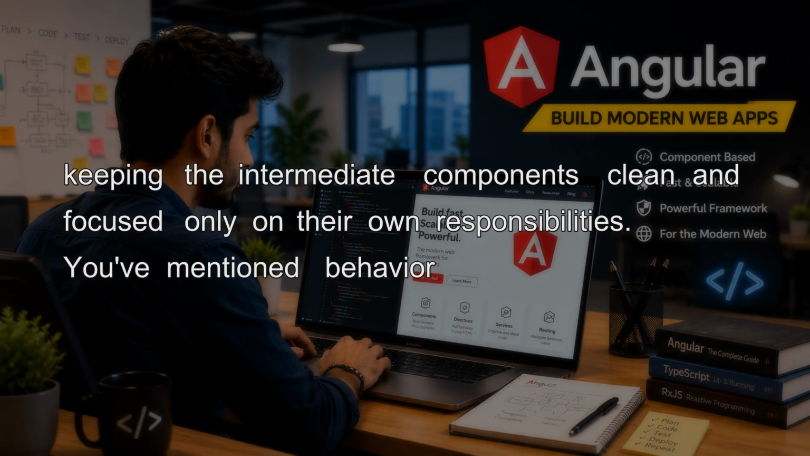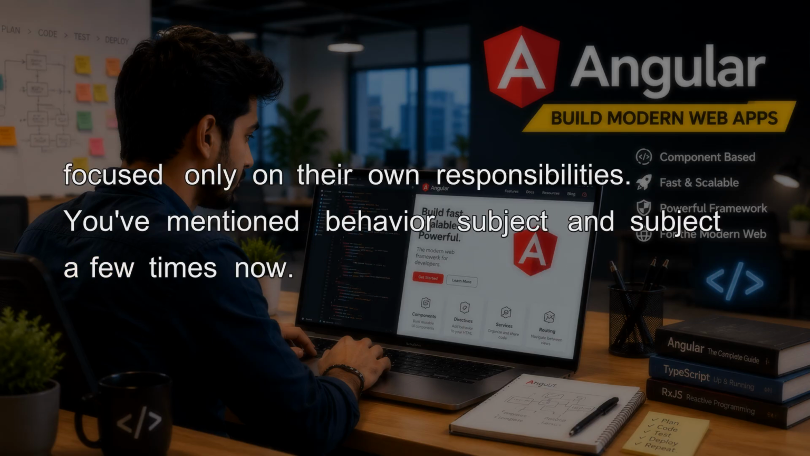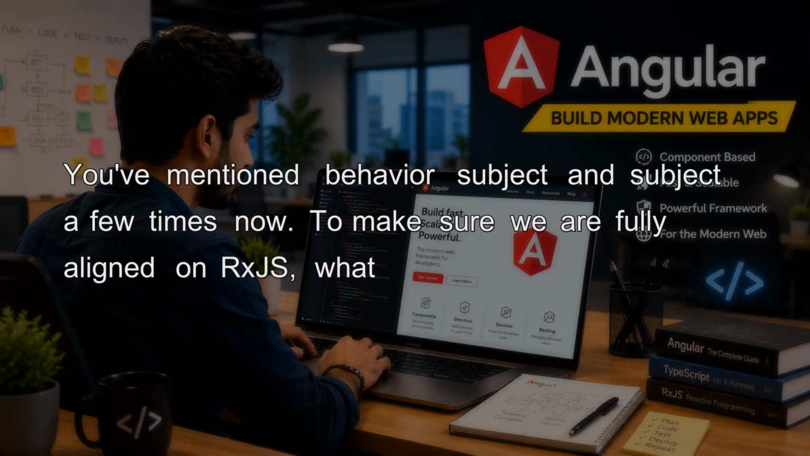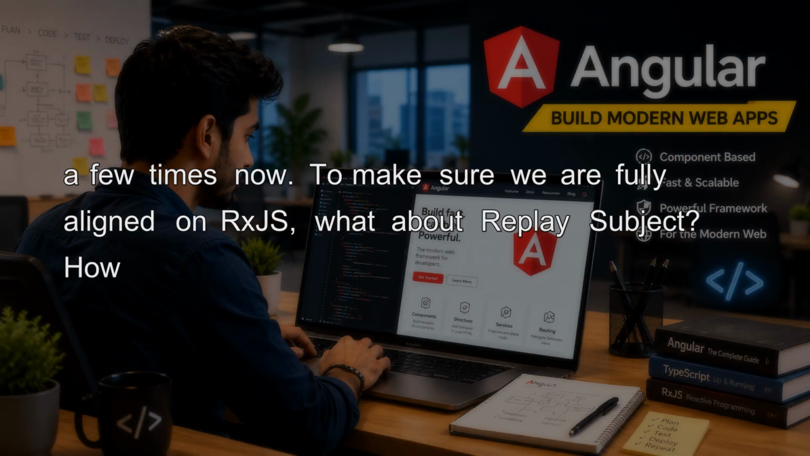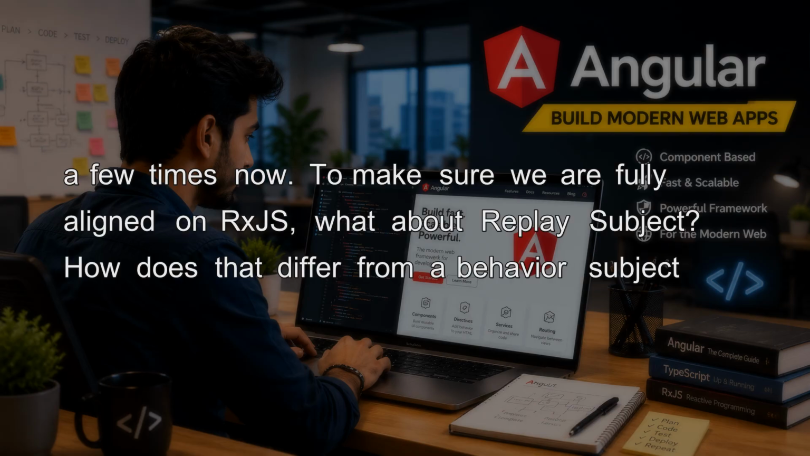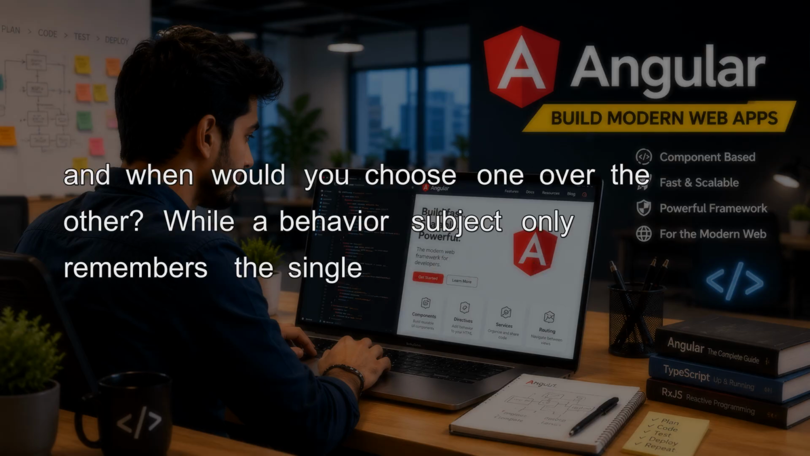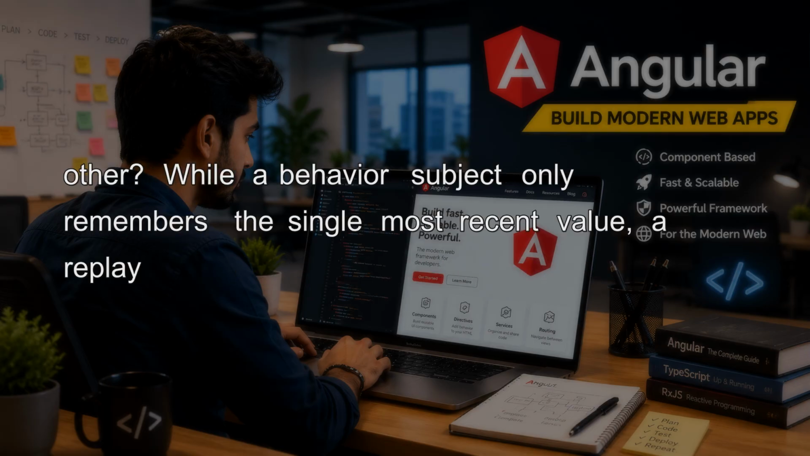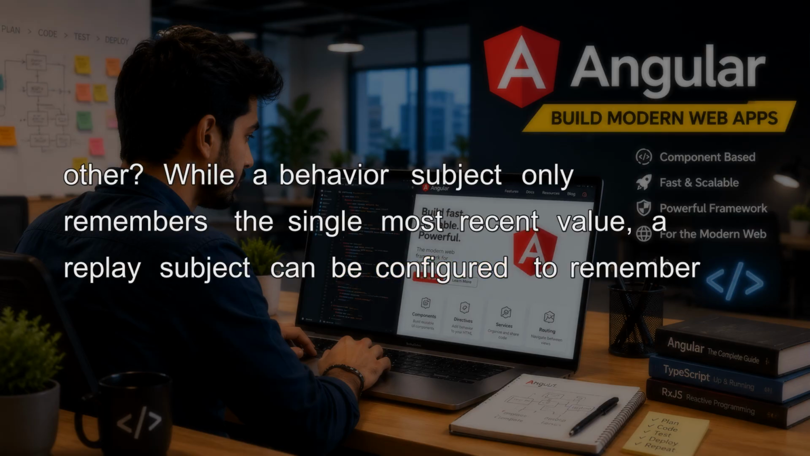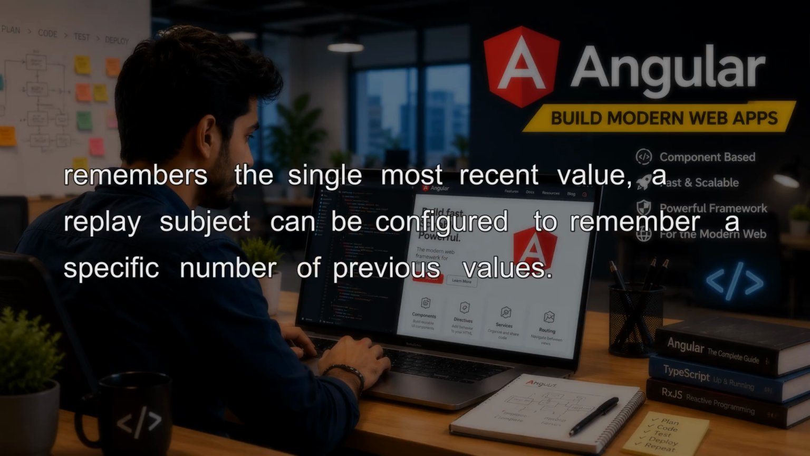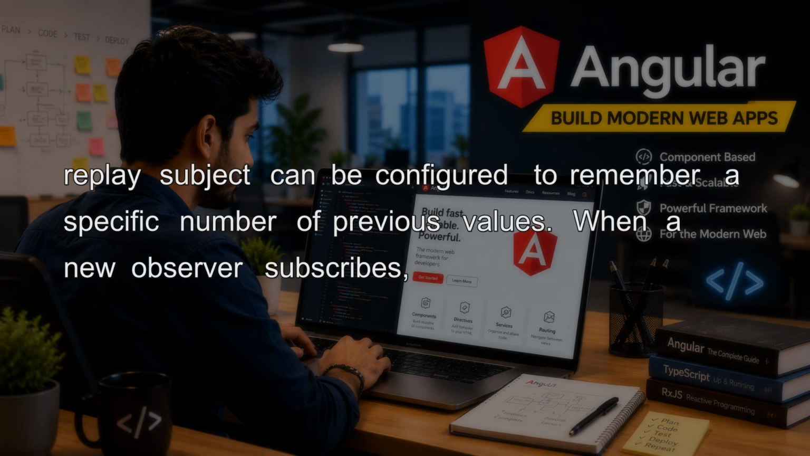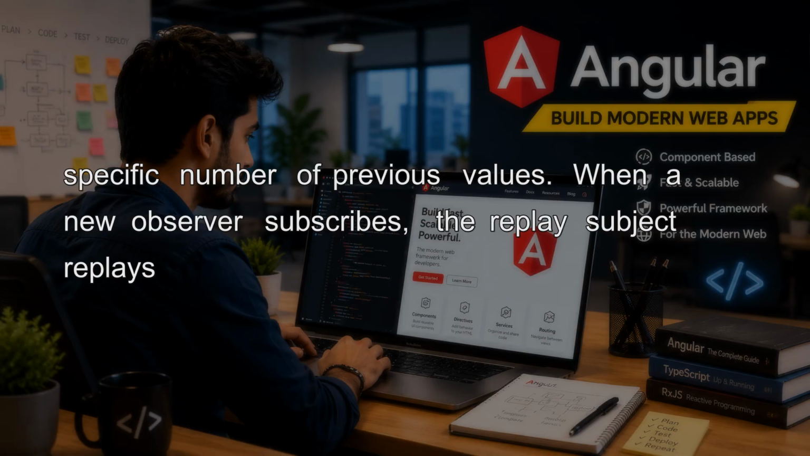You've mentioned behavior subject and subject a few times now. To make sure we are fully aligned on RxJS, what about replay subject? How does that differ from a behavior subject, and when would you choose one over the other? While a behavior subject only remembers the single most recent value, a replay subject can be configured to remember a specific number of previous values. When a new observer subscribes, the replay subject replays those last n values to them.